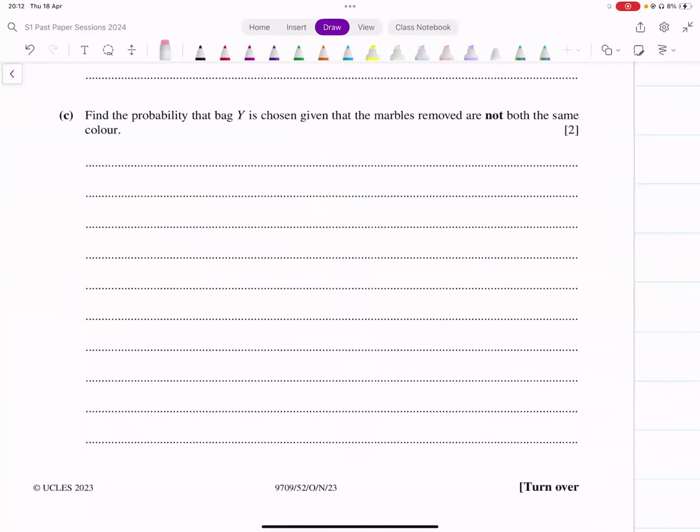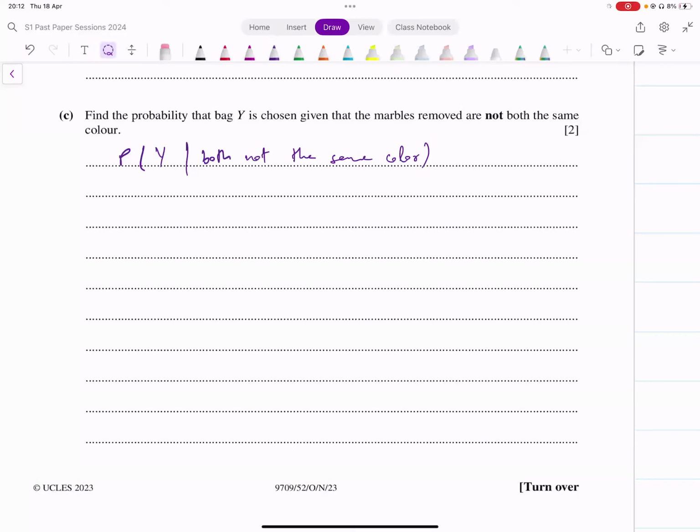Now it says, find the probability that bag Y is chosen given that the marbles removed are not both the same color. Okay, now what does that mean? The probability that bag Y is chosen, given that both marbles are not the same color. That's what you have to find out. Now, how do you do that?